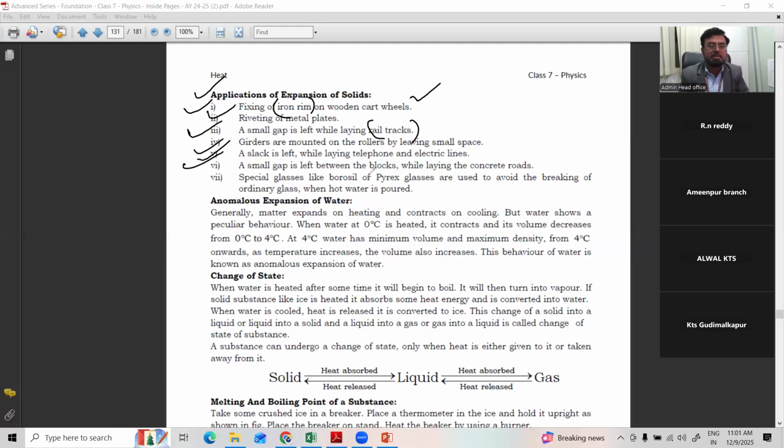A small gap is left between the blocks while laying concrete roads. Even concrete roads undergo expansion, so between the blocks there is some space.